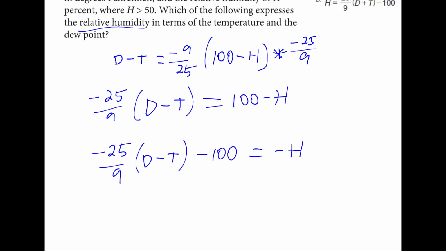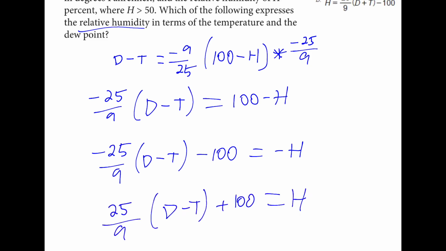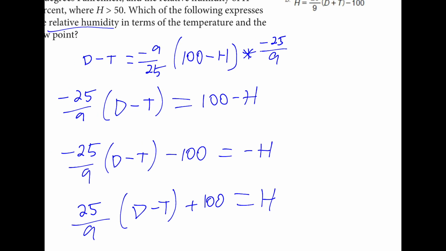I just move the 100 to the other side, and now I'm going to divide everything by negative 1. And since this is all one product, I only apply the negative to the outside number. I don't mess with anything inside. And there's my answer.